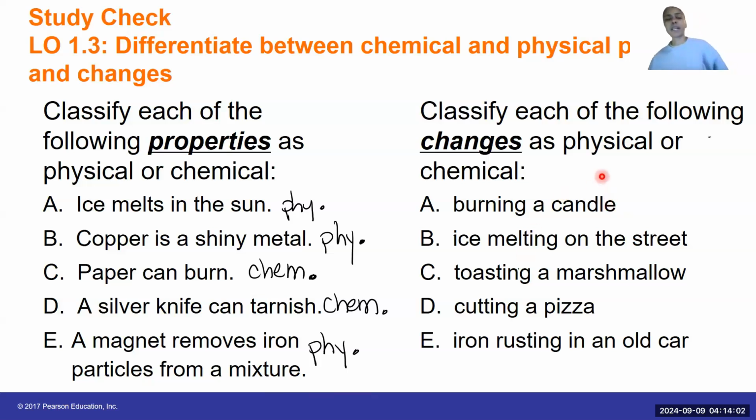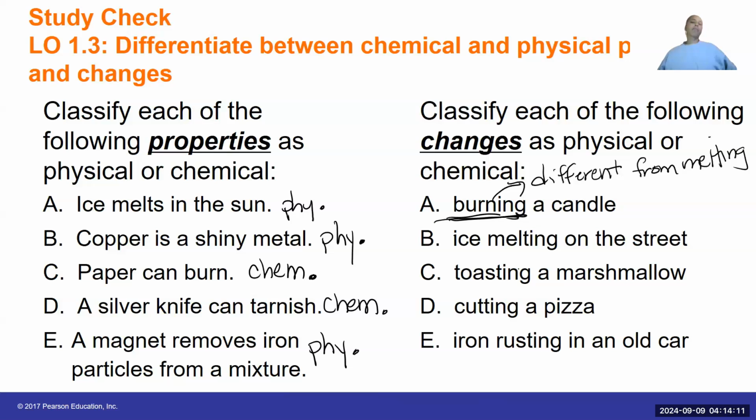How about classifying these processes as chemical or physical? Burning a candle. Well, because we're talking about burning the candle, it's different from melting, right? Melting would just be adding heat and then it melts, but the burning forms carbon dioxide and water, and so that is a chemical change. Again, ice melting on the street is a physical process. How about toasting a marshmallow? When a marshmallow gets that charcoaly color on the outside, it can't go back to normal, can't go back to its original. That is a chemical process.